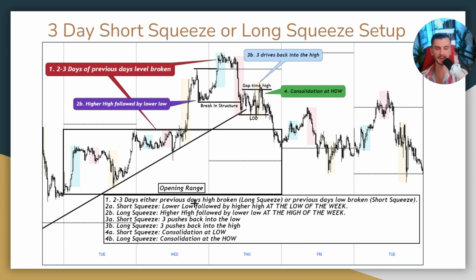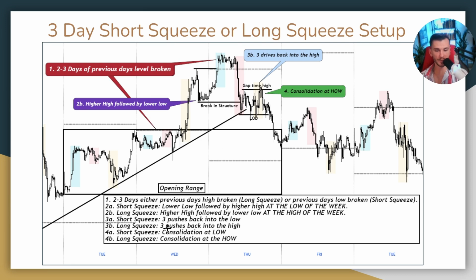All right, so some things that you need to look at. I've got all of these details down here for you based off of whether or not you're trading long or short squeezes. Regardless of long or short squeeze, you want 2 to 3 days in one direction. For a short squeeze, you want a lower low followed by a higher high. So that higher high would be the break in structure, and that would occur at the low of the week. For a long squeeze, you want a higher high followed by a lower low, and that would take place like this one has at the high of the week.